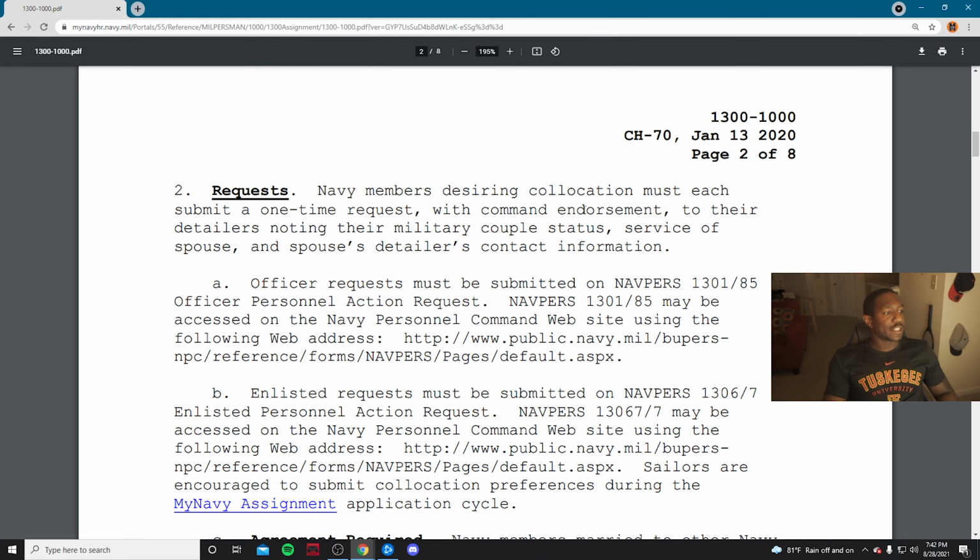to the other side of Washington, almost, it felt like, while his wife worked at the other side of the state. Navy members desiring co-location must each submit a one-time request with command endorsement to their detailer, noting their military couple status, service of spouse, and spouse's detailer contact information. That's very important because it's saying that you both have to do this. It's not just one person requesting this. It's going to be a joint effort of both talking to their individual detailers and also making sure Big Navy knows you're married and you're both in the military. That way you could be helped.